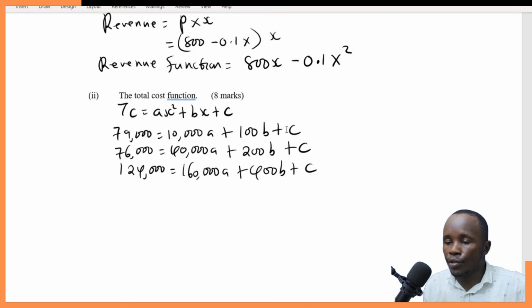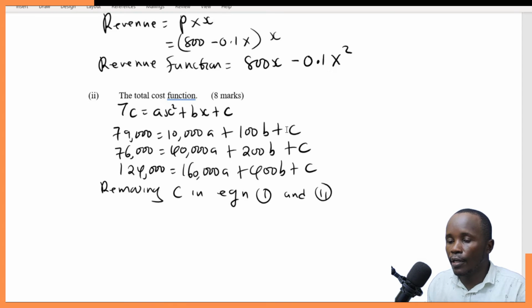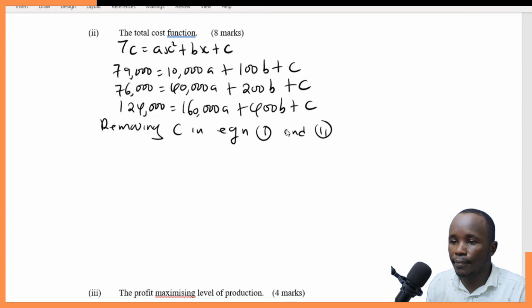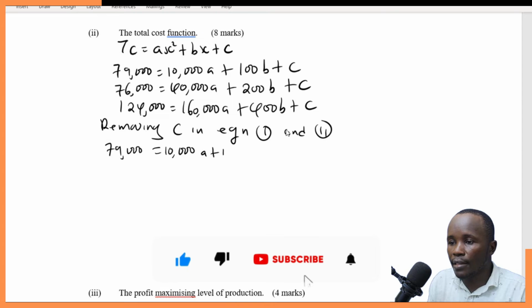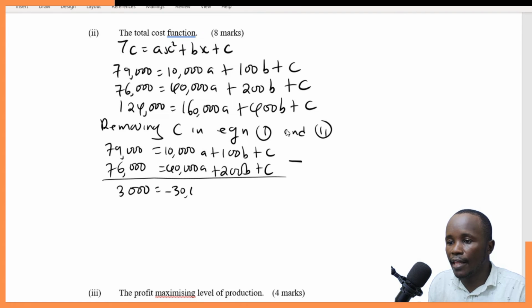Now, I have these three equations. My aim is to find the value of A and B and C. Therefore, I'm going to eliminate or remove C in equations 1 and 2. I get the two equations and I subtract. I will have 79,000 is equals to 10,000 A plus 100 B plus C. 76,000 is equals to 40,000 A plus 200 B plus C. Subtract. This gives me 3,000 is equals to negative 30,000 A minus 100 B.